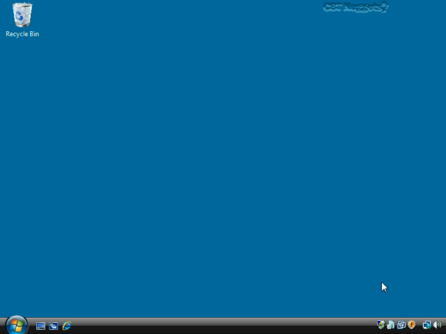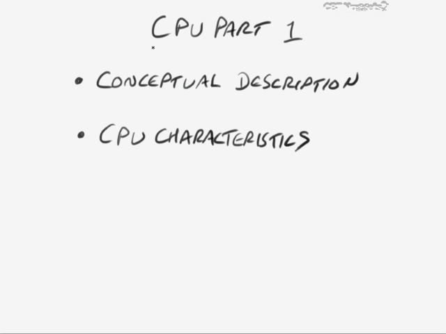CPU Part 1. In this nugget, we talk about CPUs, and this will be Part 1, where I'll start off with a conceptual description of the CPU. Although I don't think you need to memorize most of that for A+ exam objectives, it will be important to understand conceptually how the processor works and the flow of the data through the processor in order to help you be a good A+ technician. Then we'll also talk about CPU characteristics, such as whether or not you're going to use a multi-core processor, what kind of cache, what levels of different cache the processor has, and the like.